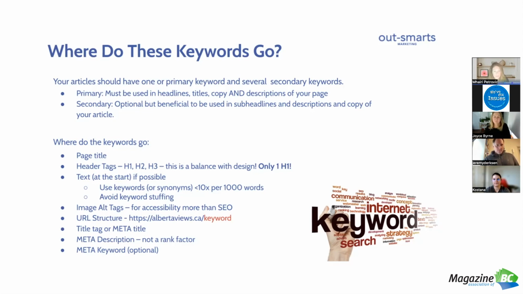Remember that you're writing for people. It's always more important to write for real live readers than it is to write for SEO. So despite what I'm saying, there's a wee bit of balance, but the rule of thumb is no more than 10 times per 10,000 words when you're thinking about how frequently you should use your keywords.